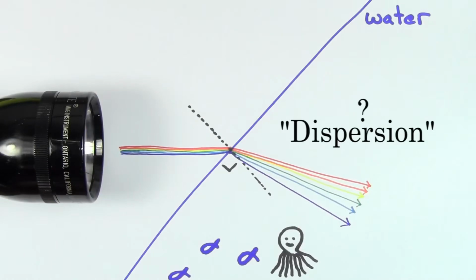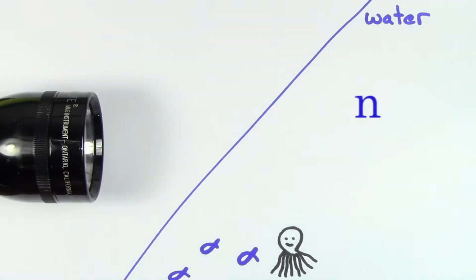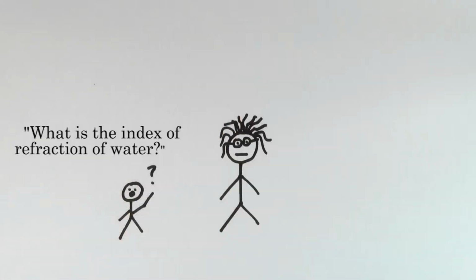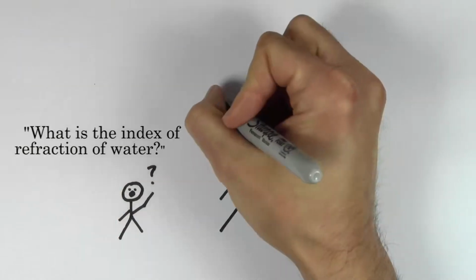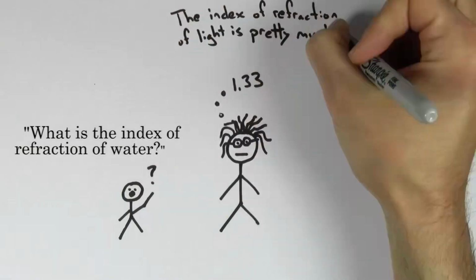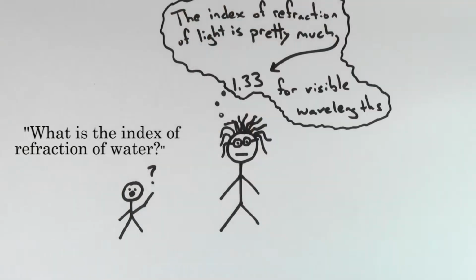The reason for dispersion is that the index of refraction for water and most other materials are actually a function of the wavelength of the light. For instance, if you ask a physicist or look up the index of refraction of water, most sources would say the index of refraction of water is 1.33. But what those sources or physicists really mean is that the index of refraction is pretty much 1.33 for the entire visible range of wavelengths.